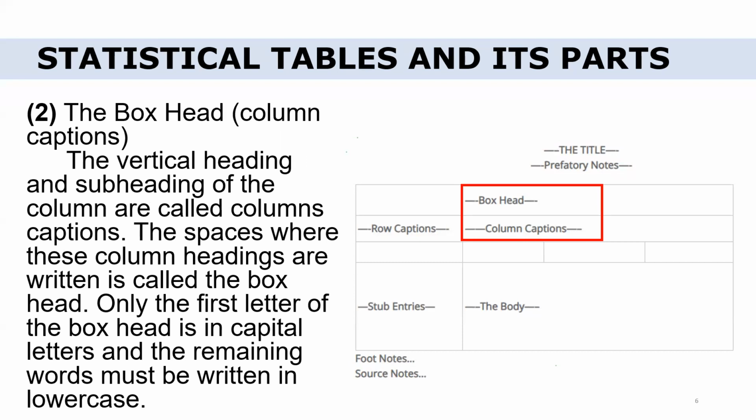So the second part is what we call the box head or the column captions. The vertical headings and subheadings of the columns are called column captions. The space where these column headings are written is called the box head. And so if you could see here, there are labels on top, so you could see here your box head and your column captions.